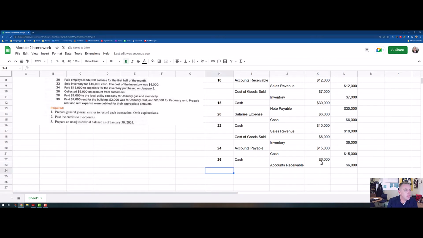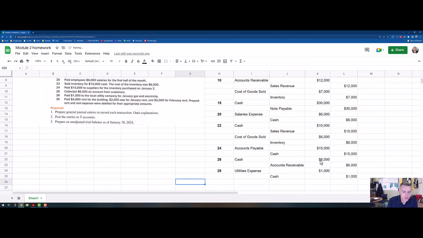And then we have the 28th. Paid $1,000 to the local utility company for January gas and electricity. So we don't need an accrual here. They're saying we paid cash, so this is a cash transaction. Paid cash, and this is going to be utilities expense. Why can't I spell today? Utilities expense, cash, $1,000.